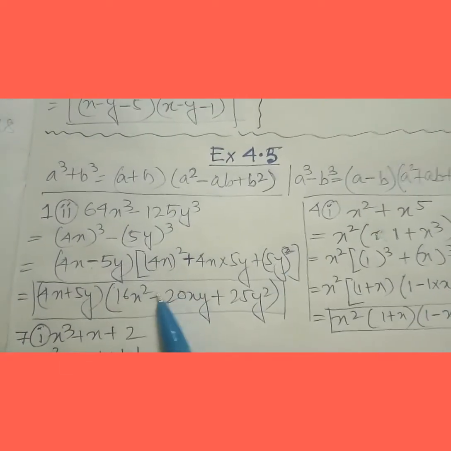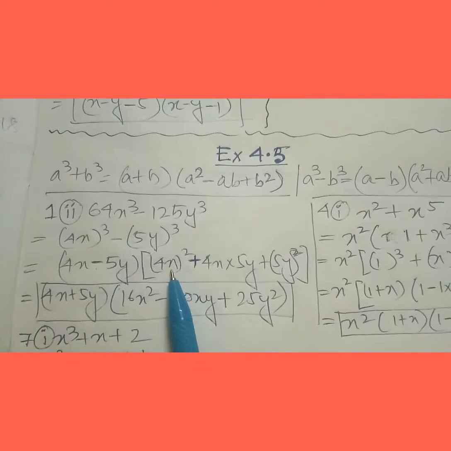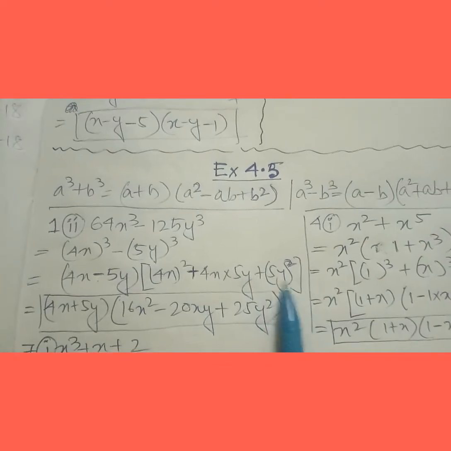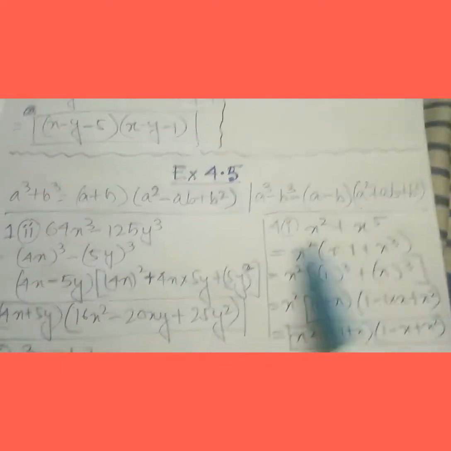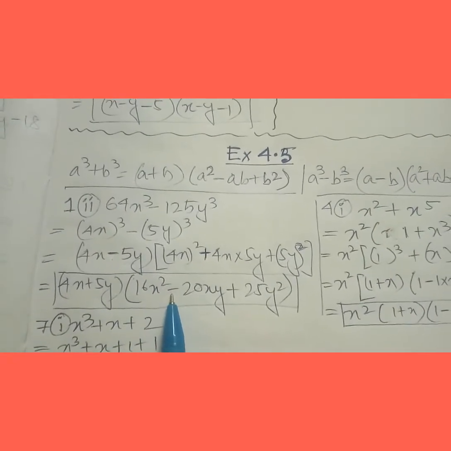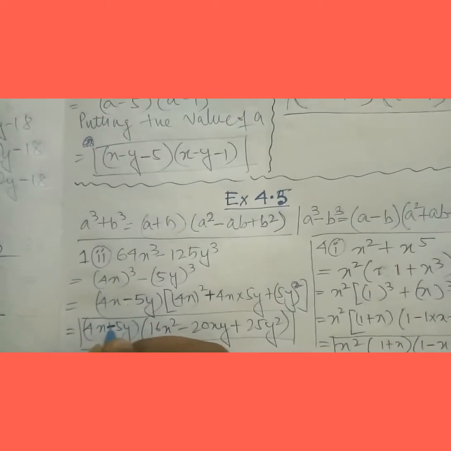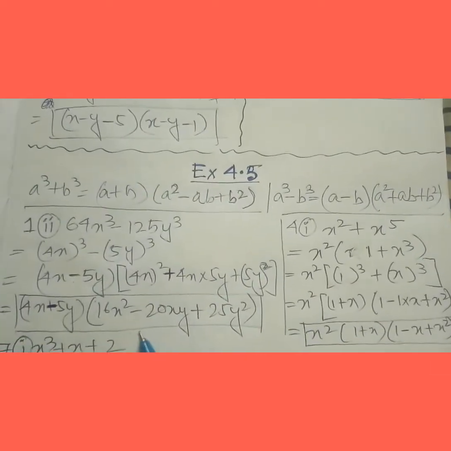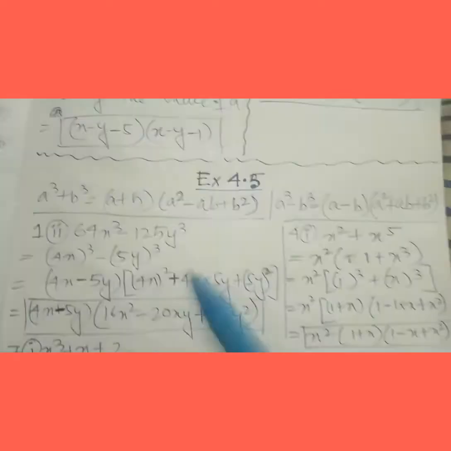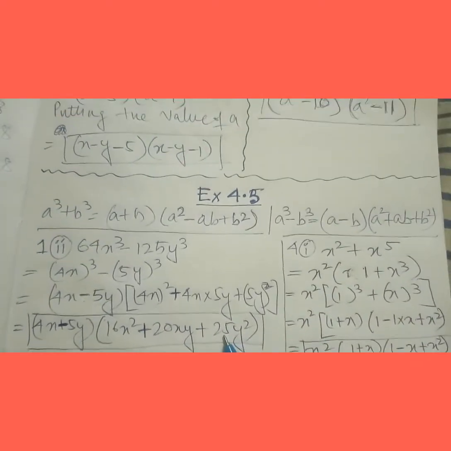See what I have done over here. This will be 4x minus 5y, and this will be a square plus a into b plus 5y whole square. See, I have written this formula over here. Now after calculating, see what is coming: 16x square minus 20xy plus 25y square. This will be plus, why? We know that the formula has plus only.